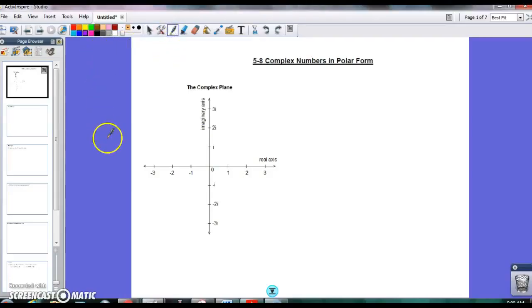Hey everyone, today we are going to talk about complex numbers in polar form. If you remember, way back probably in Algebra 2, you learned about complex numbers and how to graph them and what the magnitude is. So we'll just review that real quick.